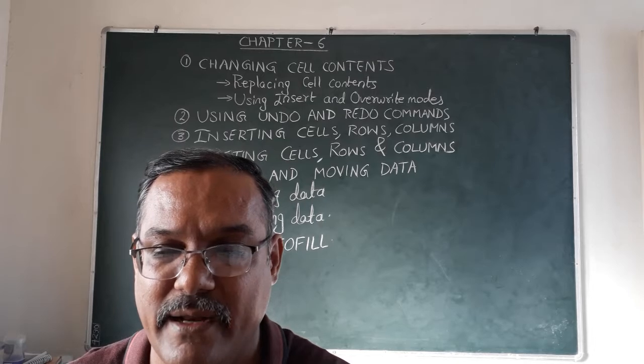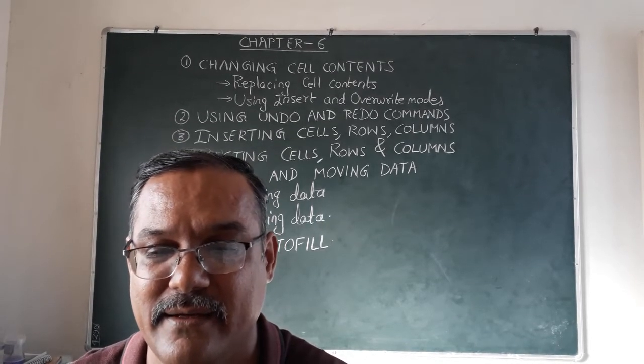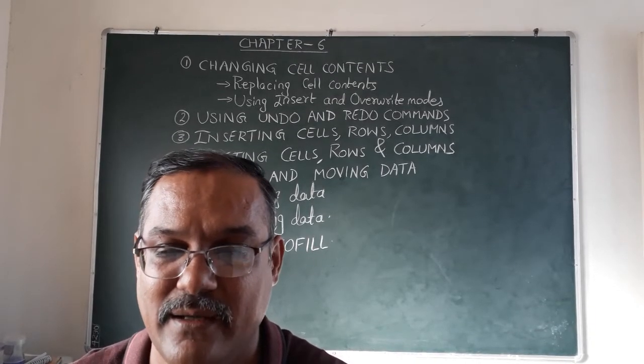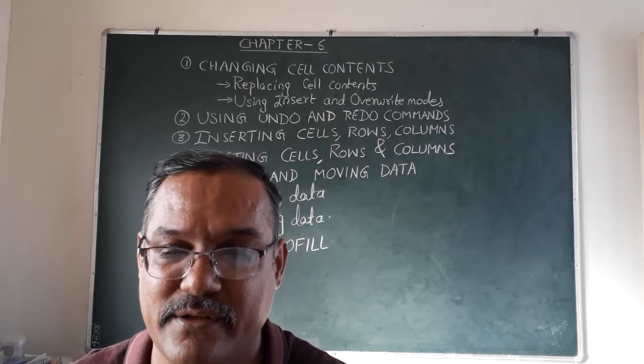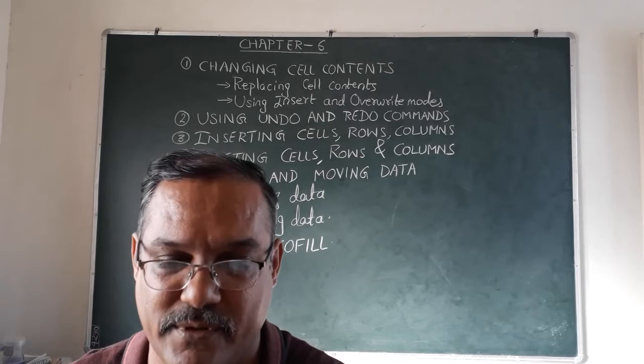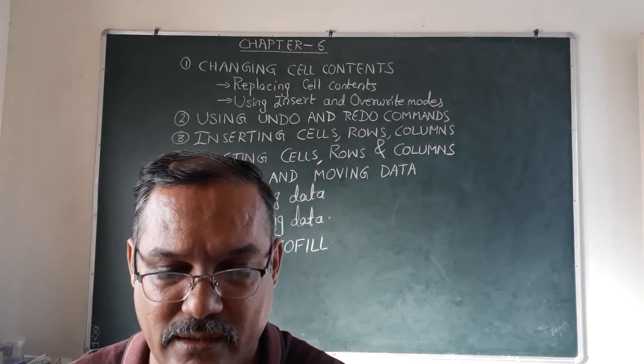Whereas the shift cells up option deletes the selected cells and shifts the rest of the cells up. So that is the basic difference between the shift cells left option and the shift cells up option.